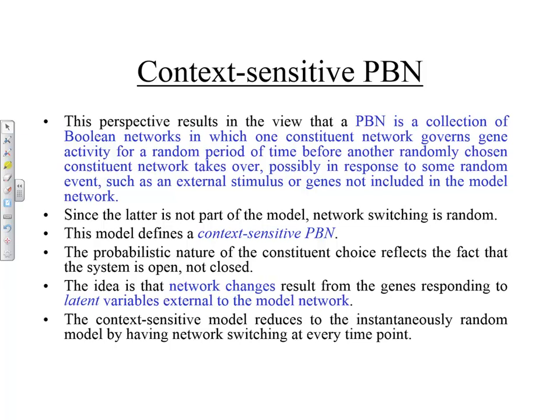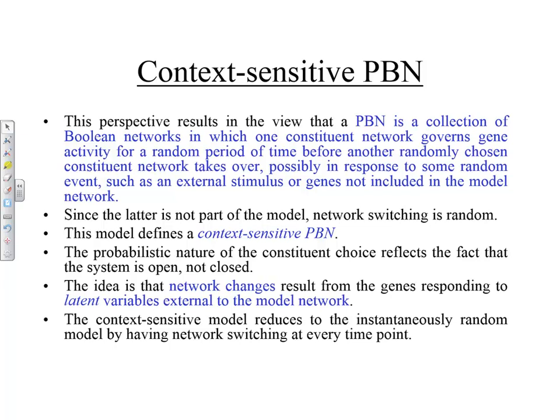This perspective results in the view that a PBN is a collection of Boolean networks in which one constituent network governs gene activity for a random period of time before another randomly chosen constituent network takes over, possibly in response to some random event such as an external stimulus or genes not included in the model network. Remember, when you're building this network, you cannot include all the genes, so there will be latent variables. Every time you will not see the same transition, even when the input appears to be the same, because there are hidden variables that have been left out. Since the latter is not part of the model, this network switching appears to be random.